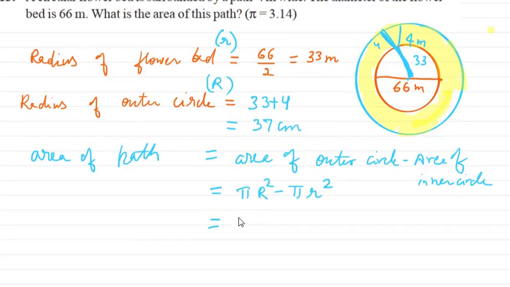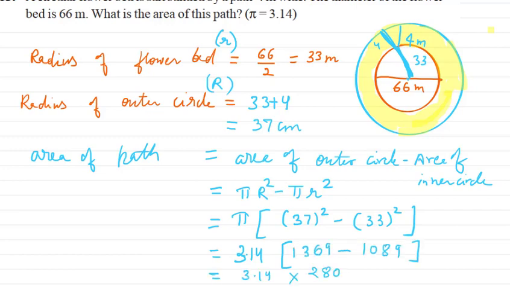Here if you want you can take pi common also. So I am taking the pi common. So here the capital R was 37 square minus small r will be 33 square. Now you can calculate it. The value of pi you can write here. It is given 3.14. So we will write it 3.14. Now you can calculate.